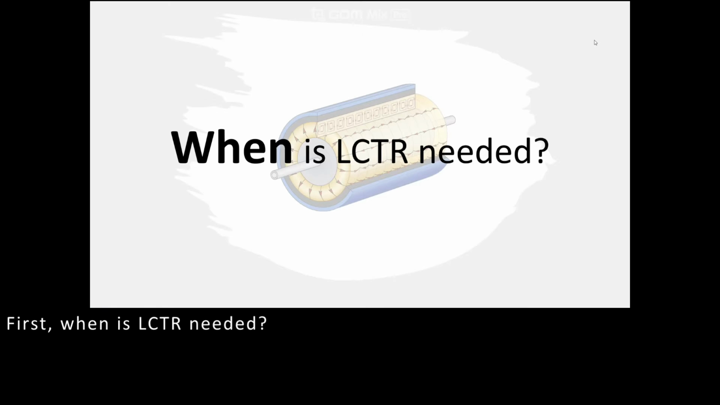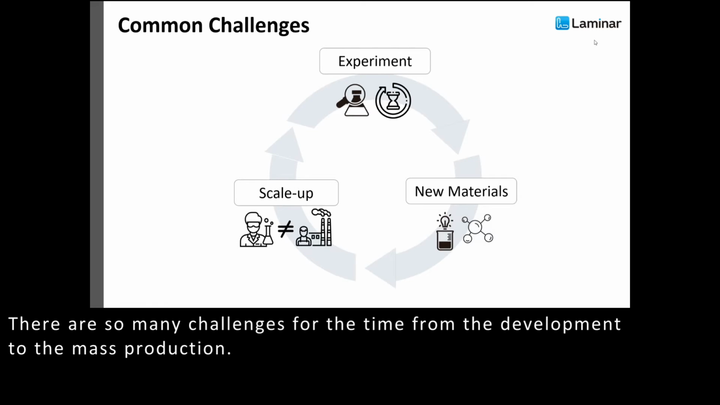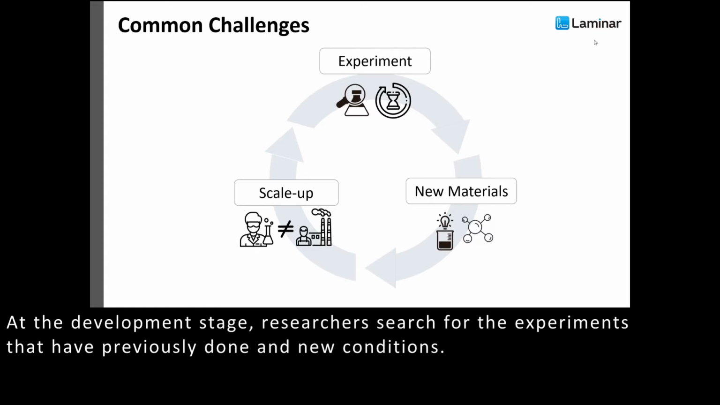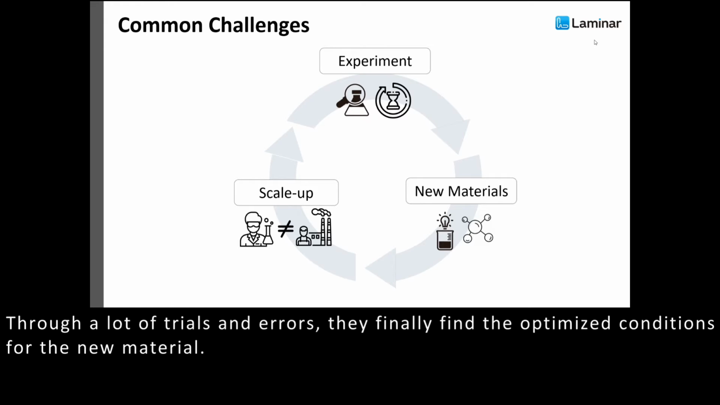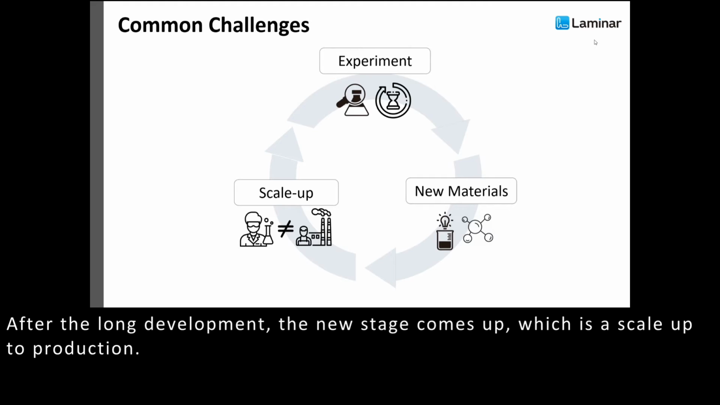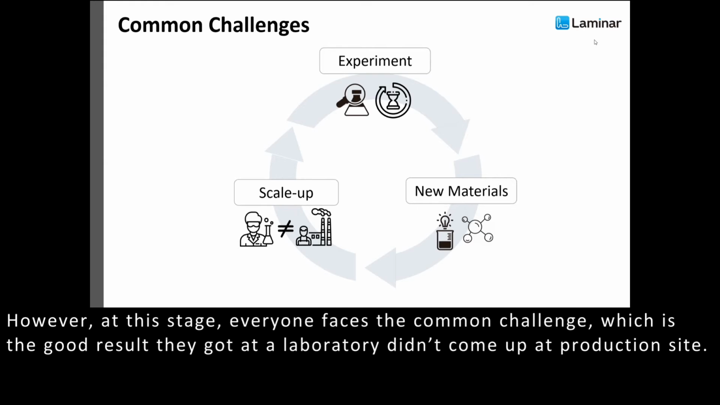First, when is LCTR needed? There are so many challenges for the time from development to the mass production. At the development stage, researchers search for the experiments that have previously been done and new conditions. Through a lot of trials and errors, they finally find the optimized conditions for the new material. After the long development, the new stage comes up, which is scale up to production.